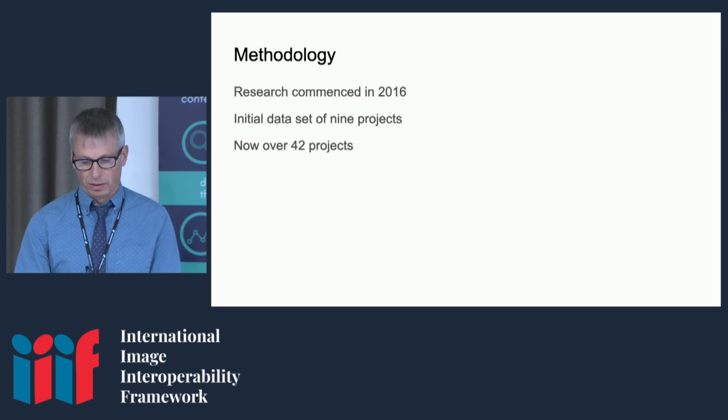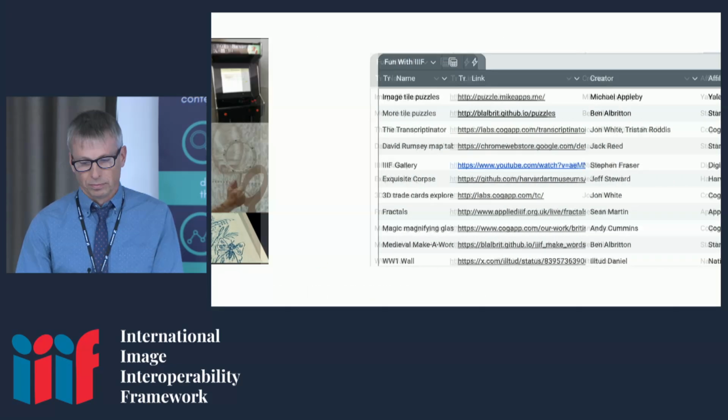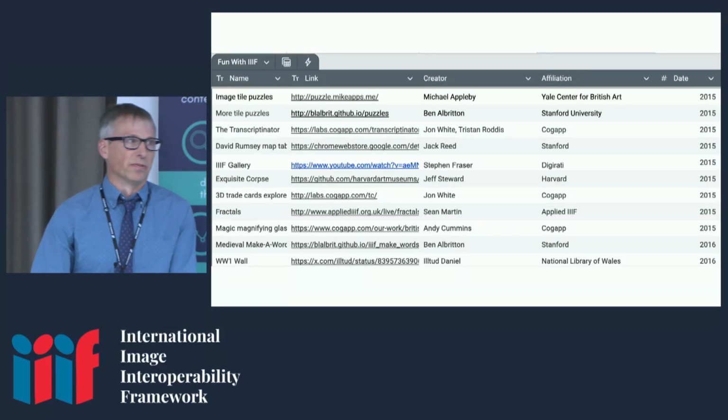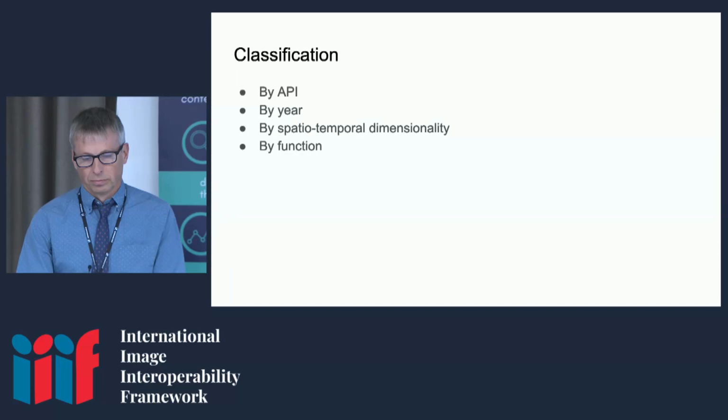First of all, the methodology. I started my interest in fun in 2016. And from that initial data set of a mere 9 projects, it has now swelled to over 42 projects. This is a picture of the first slide of the first presentation. This is a picture of some of the data. We have analysed this vast data set using cutting-edge techniques. In particular, classifying it by API use, by year of creation, by spatio-temporal dimensionality, and of course, by function.